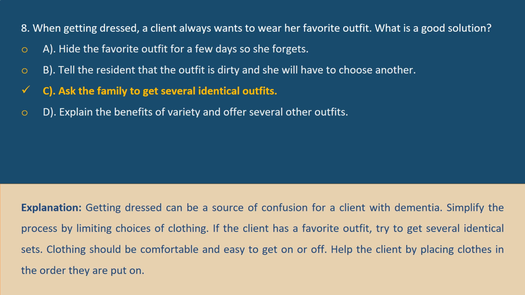Answer C. Ask the family to get several identical outfits. Explanation. Getting dressed can be a source of confusion for a client with dementia. Simplify the process by limiting choices of clothing. If the client has a favorite outfit, try to get several identical sets. Clothing should be comfortable and easy to get on or off. Help the client by placing clothes in the order they are put on.